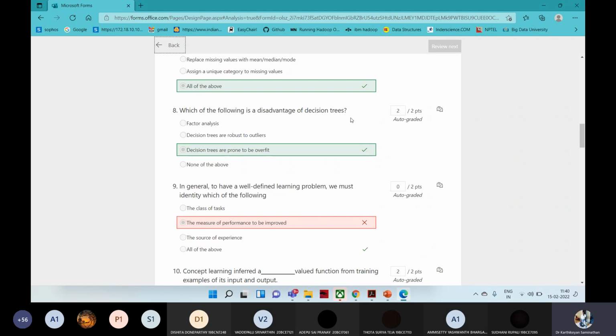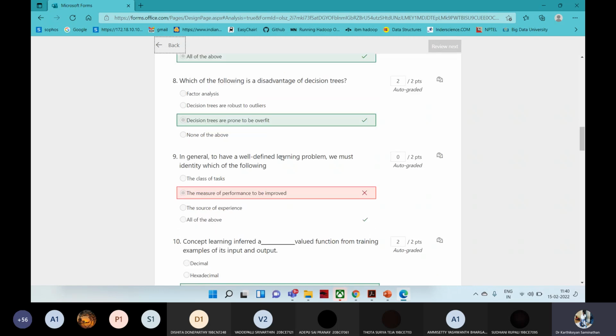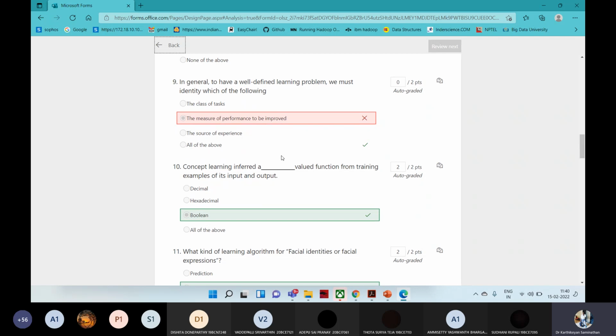Which of the following is a disadvantage of decision tree? Decision tree is prone to overfitting. That is the disadvantage of decision tree. In general, to have a well-defined learning problem, we must identify which of the tasks? You need to identify all the things, so all the above.